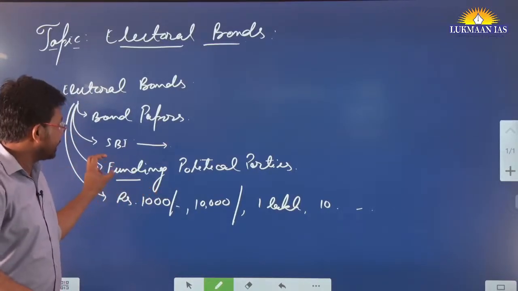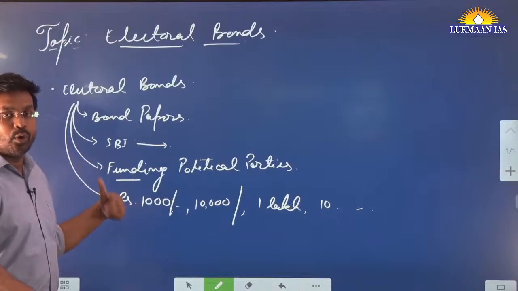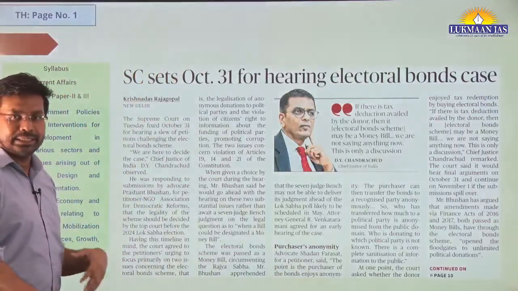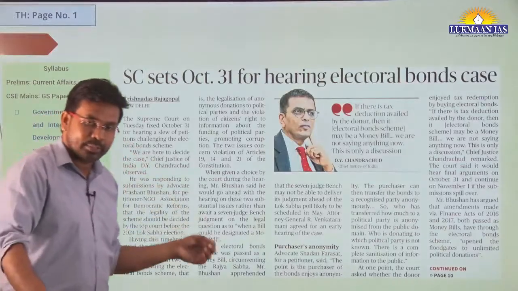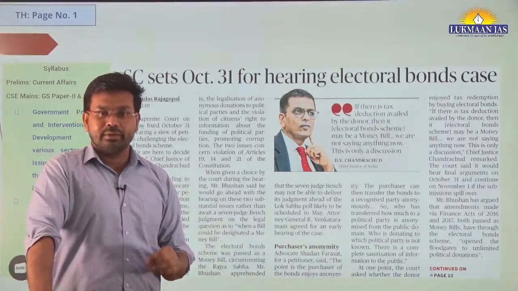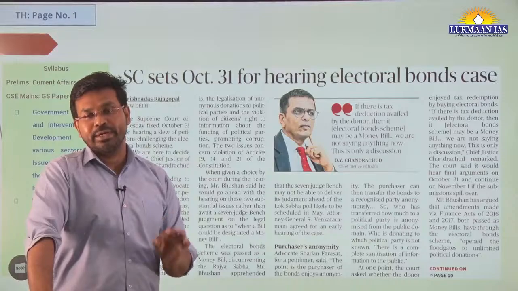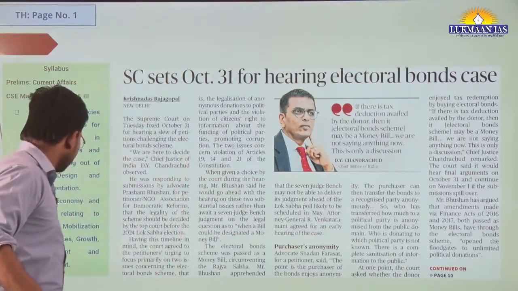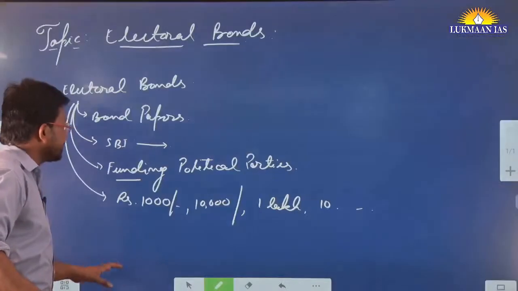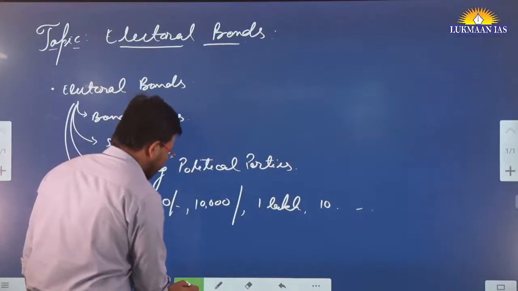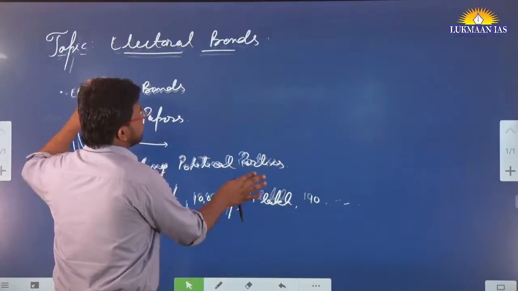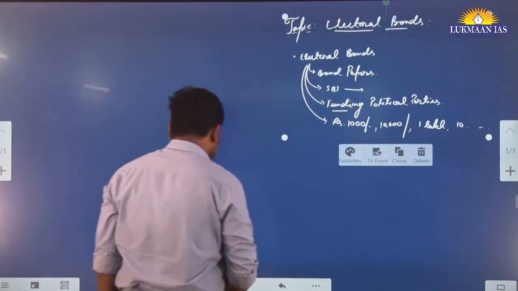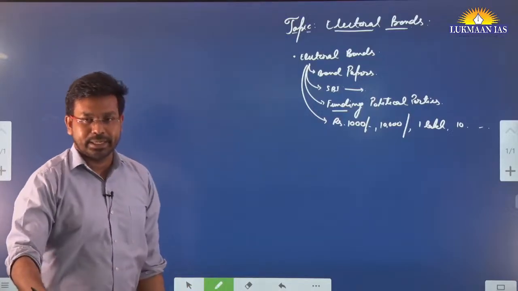But what is the issue that we are going to talk about? In this article, they have talked about how some people have filed cases in the Supreme Court of India against electoral bonds. Why against electoral bonds? Because electoral bonds are an instrument for funding political parties, but who is funding the political parties is largely not known to the public. Why?